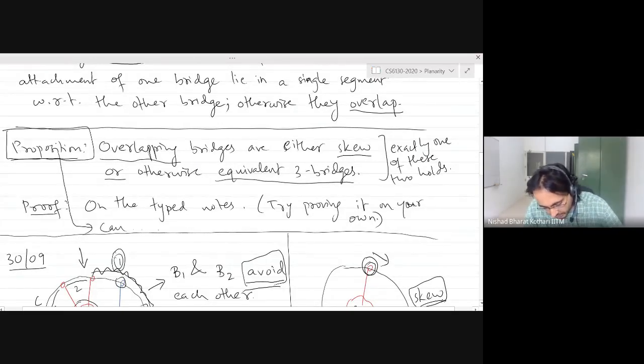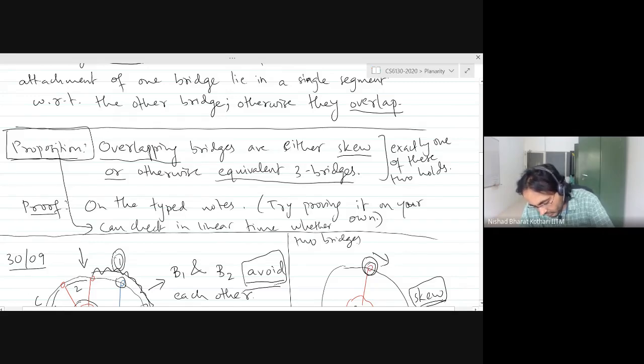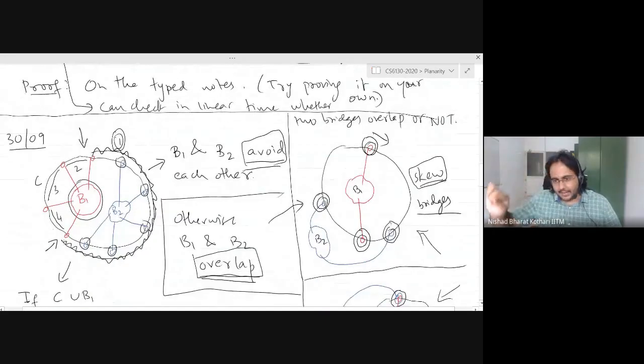You can check in linear time, so order n time, whether two bridges overlap or they do not. Okay, so this you can do quite easily. You just need to think about these two situations. If you just scan the cycle, you will be able to check this in linear time. Remember, you know all the vertices of attachment of B1 and of B2.